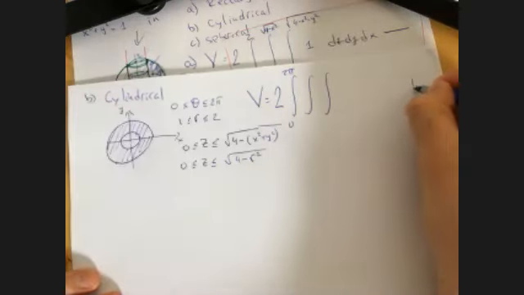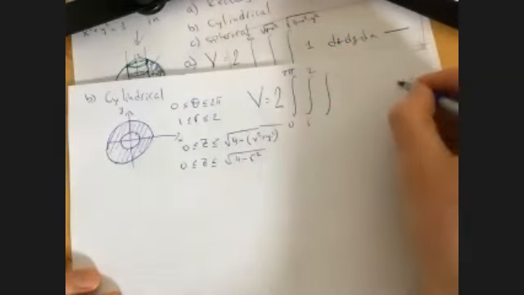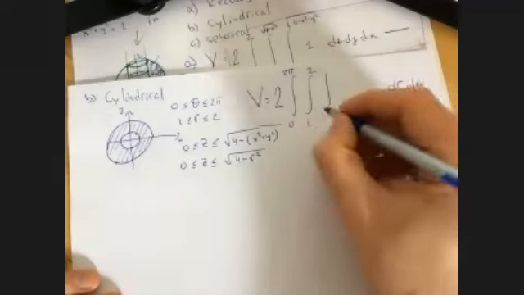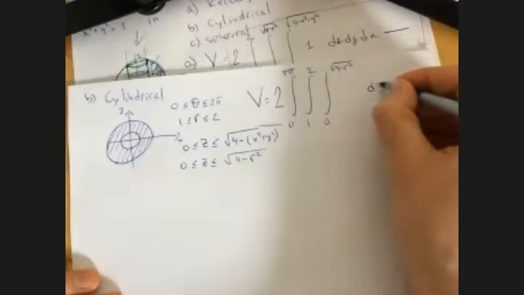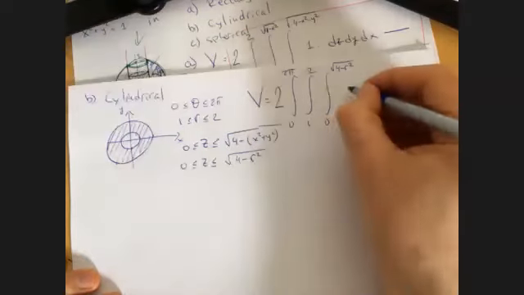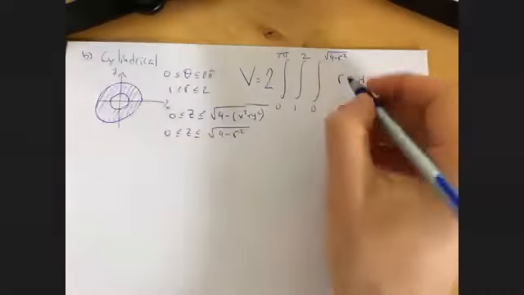That's the theta. R goes from 1 to 2. That's the R. Z goes from 0 to square root of 4 minus R squared dz. Right? Don't forget the Jacobian of the triple integral in cylindrical coordinates is R, so don't forget that guy right here.